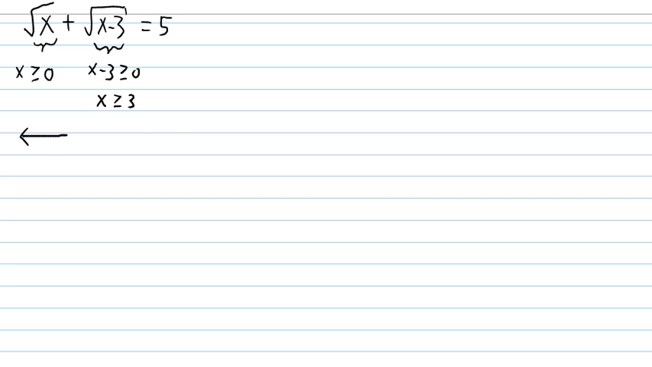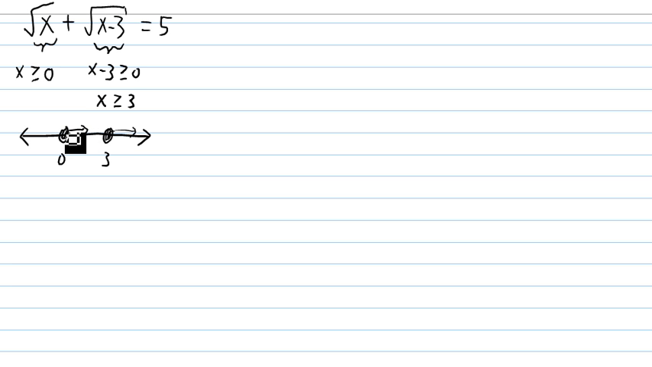Now I have to take these numbers and put them on a number line, so here's 0 and here's 3. And x greater than or equal to 0 means everything from here onwards this way, including 0. Now on this side, you get x greater than or equal to 3, so it has to start from here and go this way.